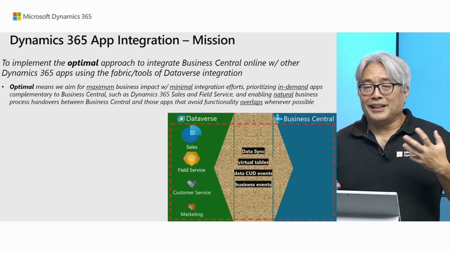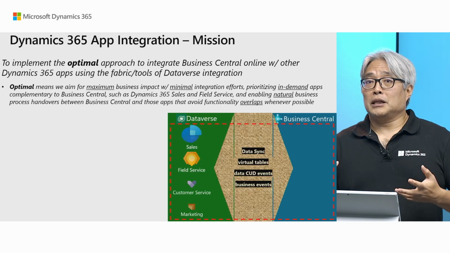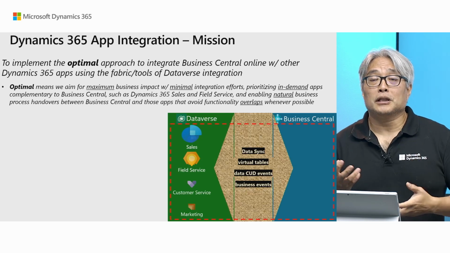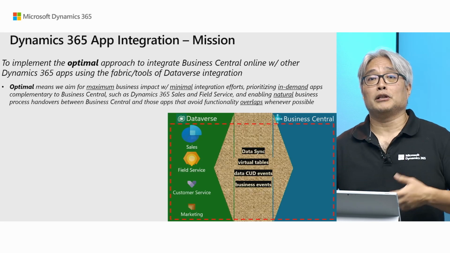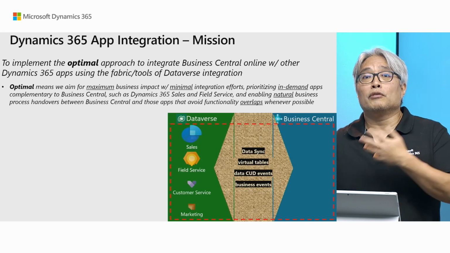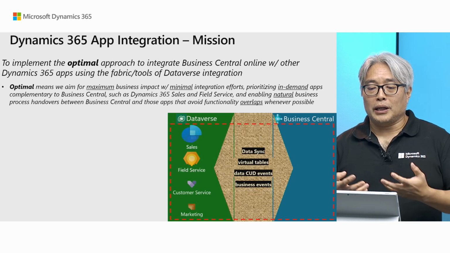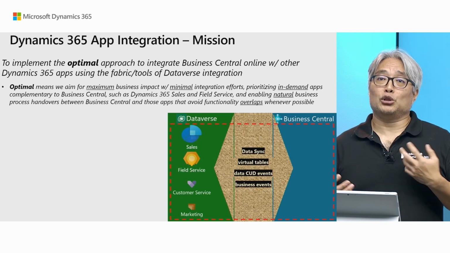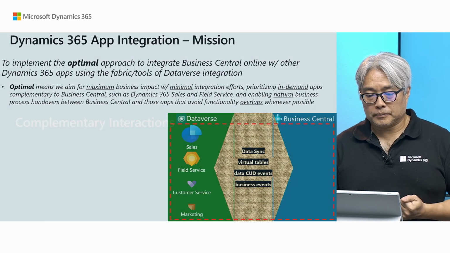So we want to enable natural business process handover, such that, for example, when you're dealing with quotes, you should be processing quotes using Sales, and then when you're dealing with invoices, you hand over to Business Central. So you make sure that this natural handover avoids functionality overlap whenever possible within those apps.